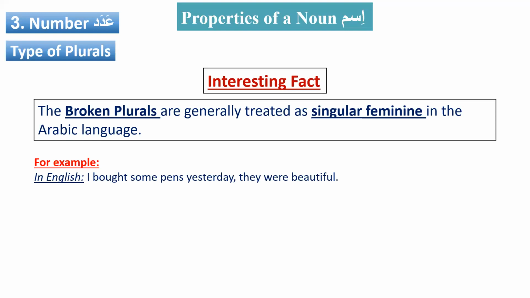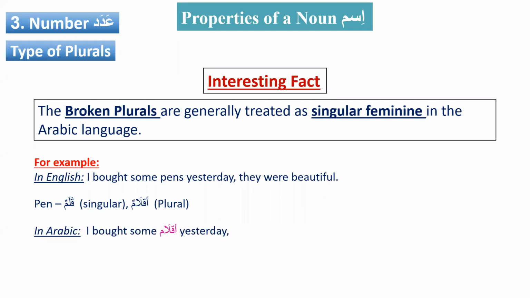So in English, if somebody says, I bought some pens yesterday, they were beautiful, it's an all right sentence. There is nothing wrong with this. And in Arabic, pen is called qalam, qalamun, and its plural is aqlamun. And aqlamun is a broken plural. So if an Arab uses the word aqlamun in Arabic language, they will treat it as singular and feminine. I mean, it is plural, but they will treat it as singular and feminine.